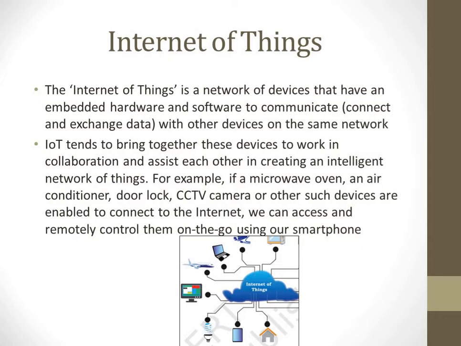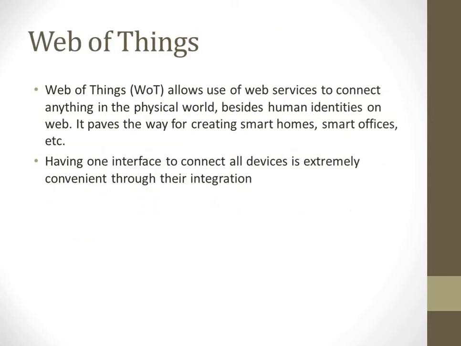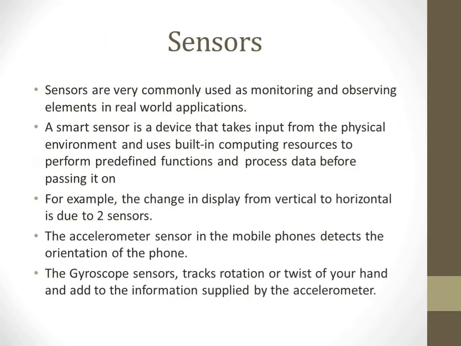An example is if there's a microwave oven, an air conditioner, a CCTV camera, all of these devices are enabled together and connected to the internet, and we can simply access them using our smartphones. So it is much more convenient and easy to access. Web of Things basically allows us to use web services to connect to anything in the physical world. This Web of Things helps us create smart homes, smart offices, etc. Also, as I mentioned earlier, having one interface which can connect to all devices becomes extremely convenient through this integration.